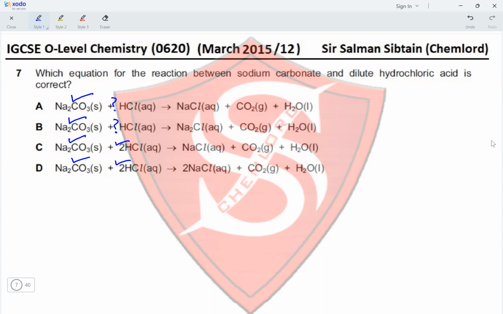And this produces NaCl. So 2 moles of Na and 2 moles of Cl will produce 2 moles of NaCl. So option C has been eliminated. It would produce carbon dioxide, it would produce water, making equation in option D the correct equation.